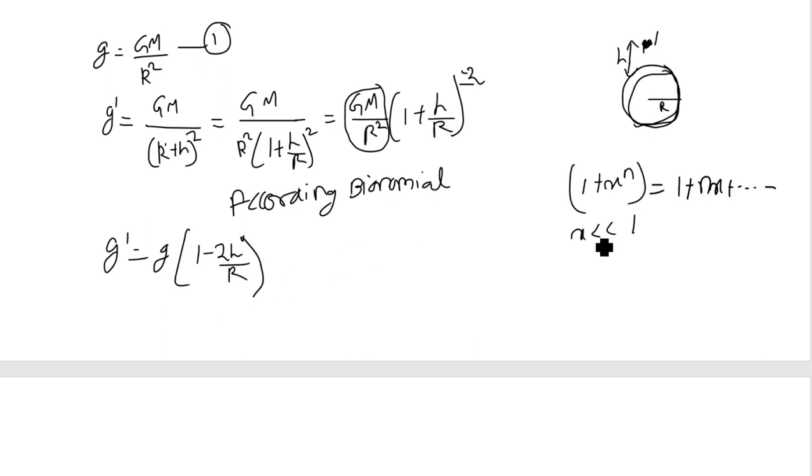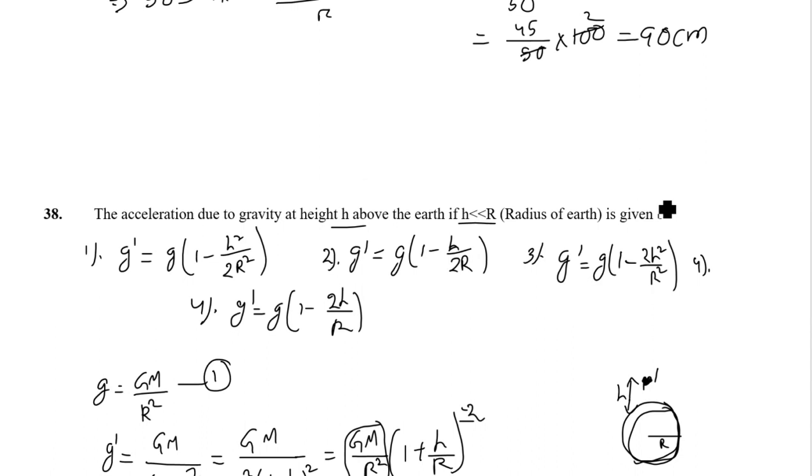The higher terms will cancel because h by r is very less than 1. The higher terms like h square by r square or h cube by r cube are nearly equal to 0, so I'll cancel them, and this is our answer, which is option number 4. So this is our correct answer. Now we move to the next question.